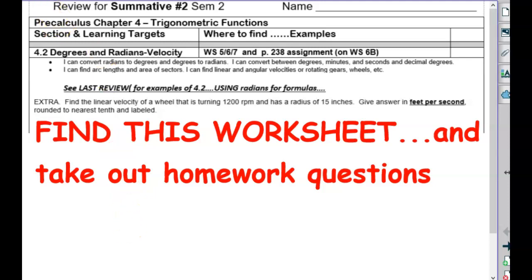So the quiz is tomorrow. The homework check is due tomorrow. I really need everybody to turn something in. We've done, hit or miss, some of the things on the homework check together.